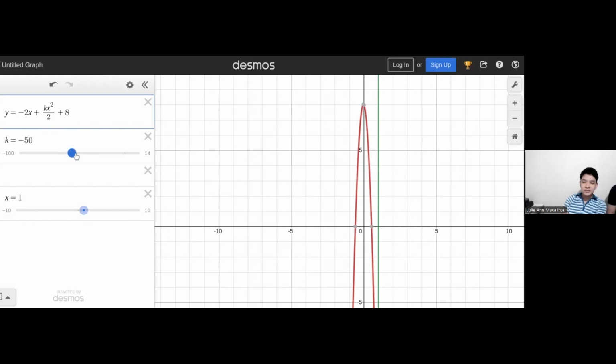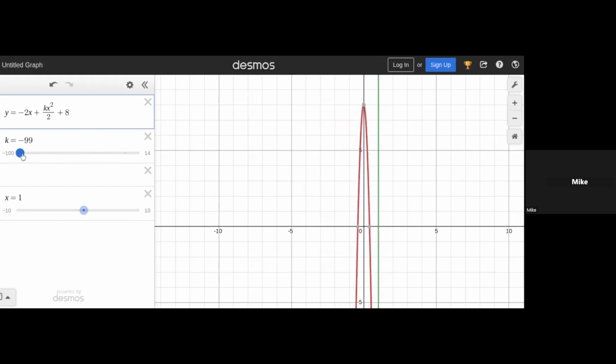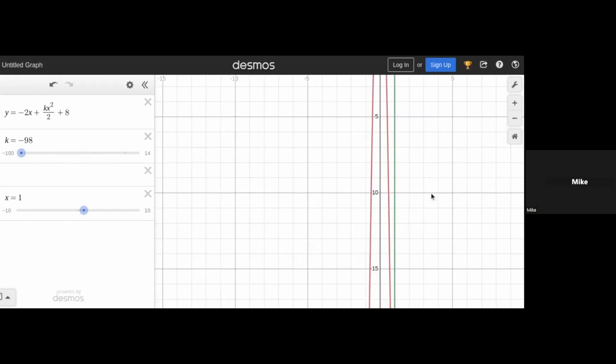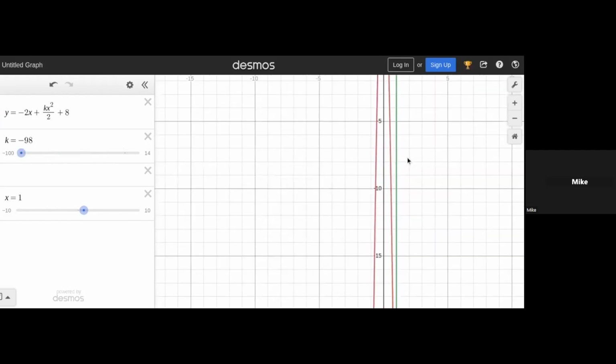Opo. Kasi quadratic eh. Ito, di ba? Tingnan mo yung itsura niya. As K goes to negative infinity, nagna-narrow. Kaya nakikita mo na posible na magkaroon ka ng area na make K narrow enough, you can keep on increasing yung distance traveled.